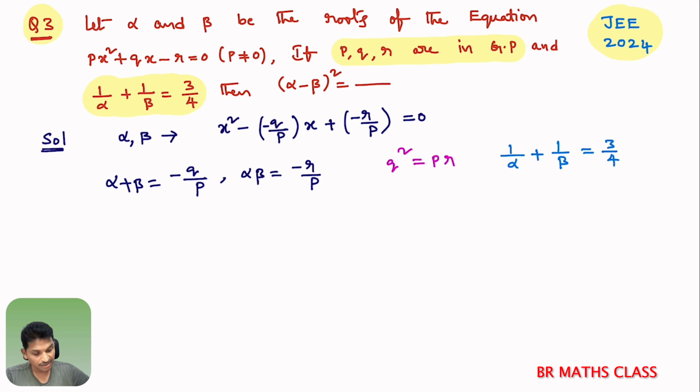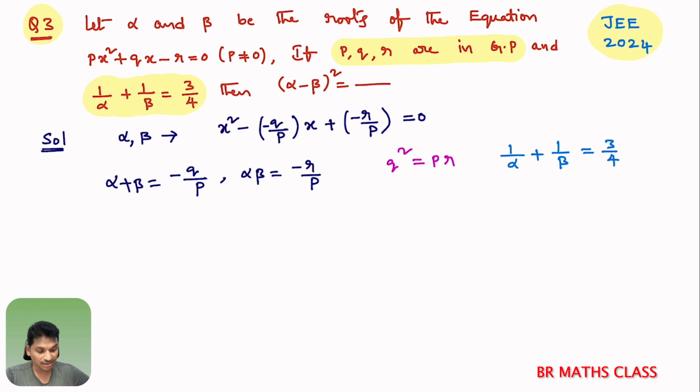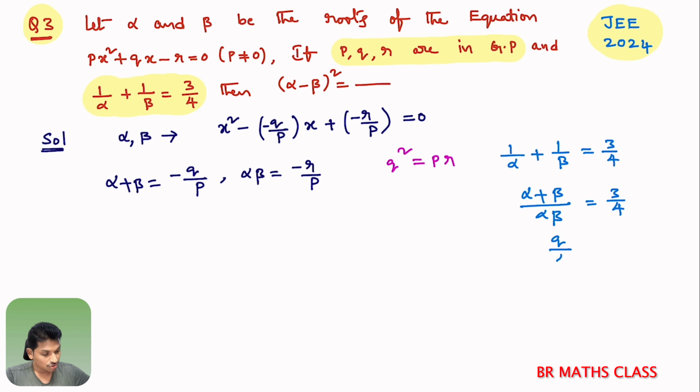So from the given question, I got these three pieces of information. What do I need to calculate? I need to calculate (alpha minus beta) whole square. You see here, I do a little bit of simplification to this. You simplify this left hand side, what will you get? You will get alpha plus beta divided by alpha beta equal to 3 by 4. You see, alpha plus beta and alpha beta values we already have here. Substitute alpha plus beta and alpha beta in this, then you will get q by r. So the q by r value is 3 by 4. This is one useful piece of information.